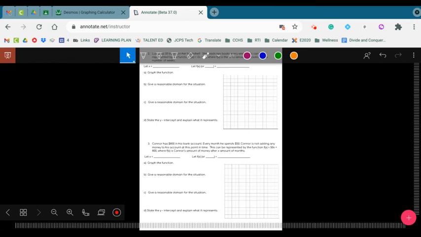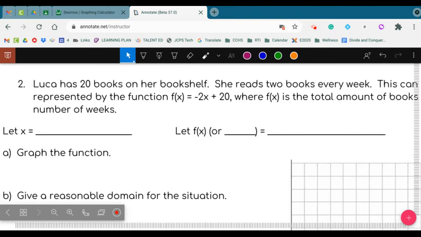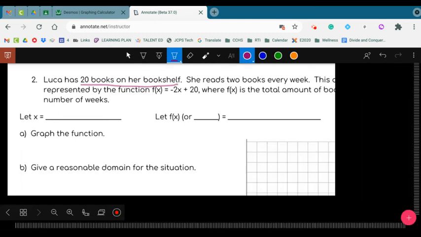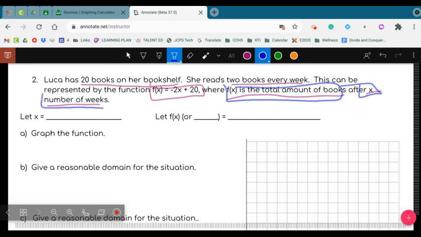We have 2 more examples to do. Our first one says Luca has 20 books on her bookshelf. So that's probably going to be important. She has 20 books on her bookshelf. She reads 2 books every week. This can be represented by the function f of x equals negative 2x plus 20, where f of x is the total number of books after x number of weeks. So it gives us our x and our y.